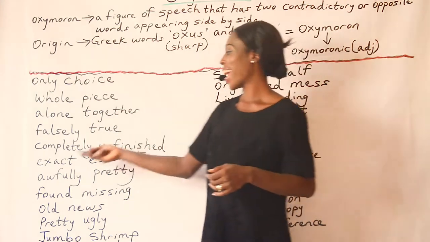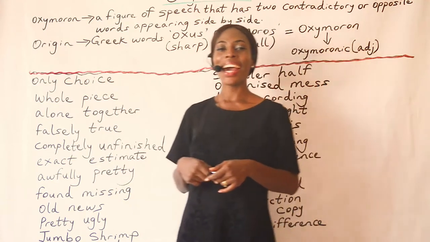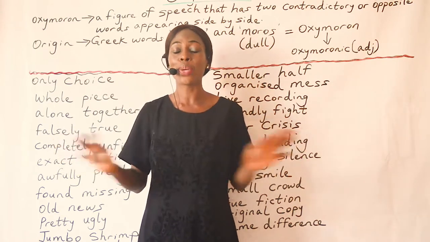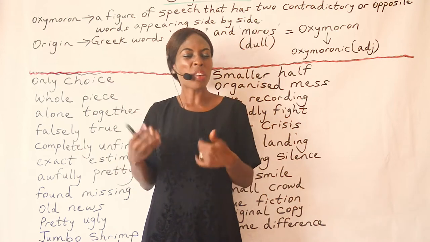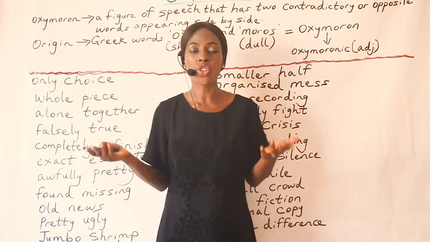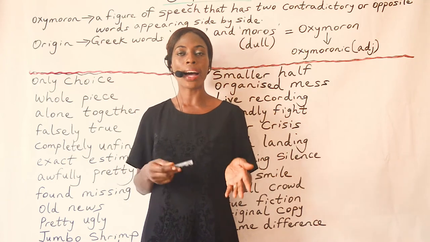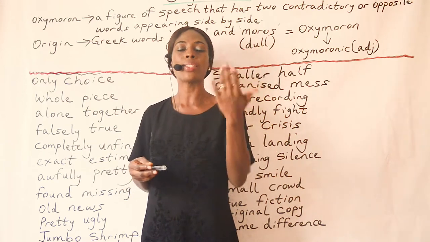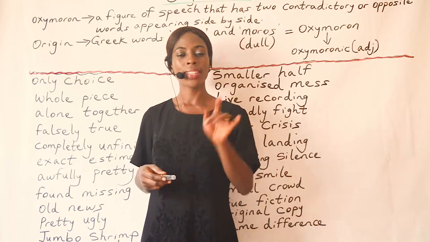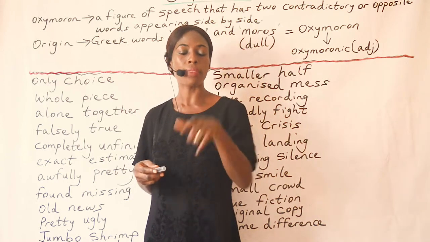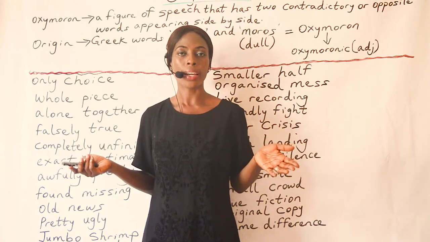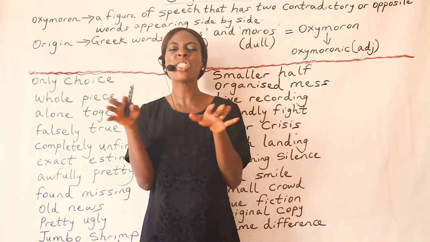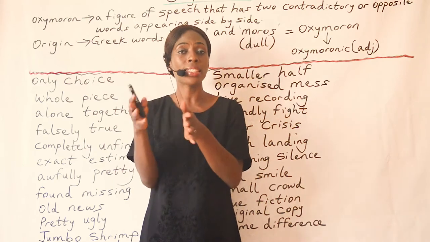The next we have is "exact estimate." Exact means that's the price, that is it, that's the way it is. You can't change it. An estimate means you're trying to get an exact idea, but you're not sure. So if you go to the supermarket and you want to buy an item and you ask for the price, how much is it, and the seller can say it is 2,500 naira, that's an exact price. Now if the seller says I think it's between, he or she is not sure. So he's trying to give you an estimate. That's an estimate when you're not sure.